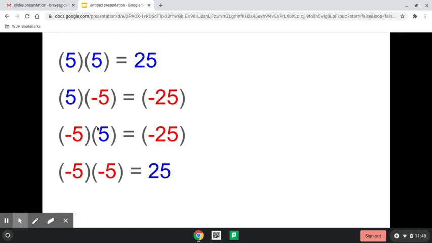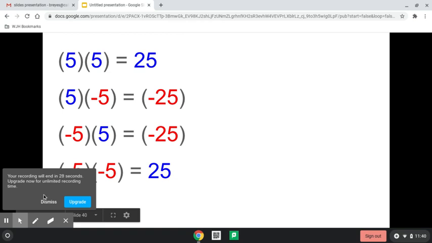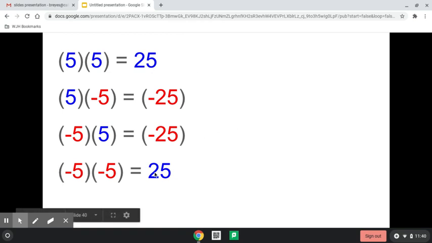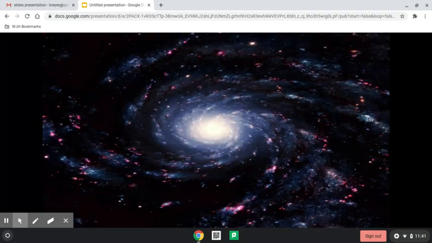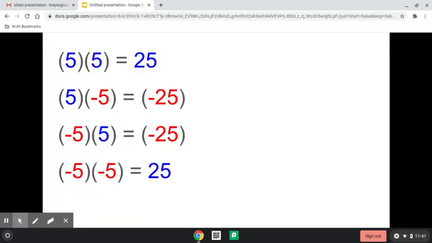If you understand these 4 situations, a positive times a positive makes a positive, a positive times a negative makes a negative, a negative times a positive is the same, so it also makes a negative, and a negative times a negative will make a positive. So if you know those 4 different situations, I'm going to put this picture on Google Classroom so you can look at it when you need it for a reference. You know the key to understanding the entire universe, or at least getting a good grade for the next week.